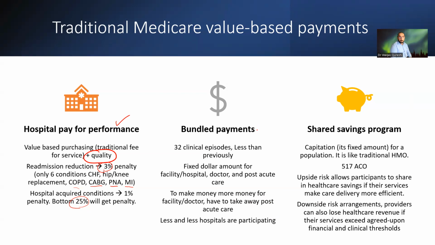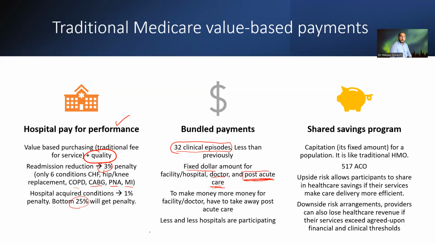Then there are bundle payments. There are 32 clinical conditions, and they just give you a bundle of payment. It's a fixed dollar amount for the facility, for the doctor, and for the post-acute care. So you get just one amount. And I'll tell you about those 32 episodes. To make more money in this situation, how are you going to do that? For the facility and the doctor, you have to take away the post-acute care, like rehab and home health services. So you want to do that.